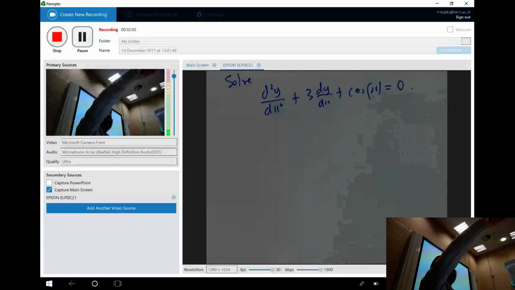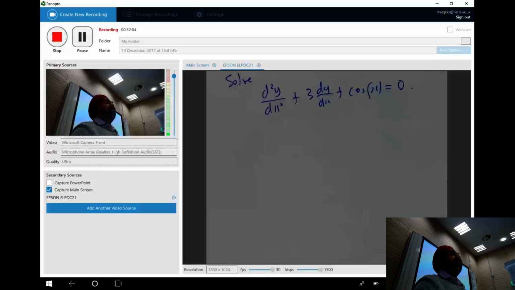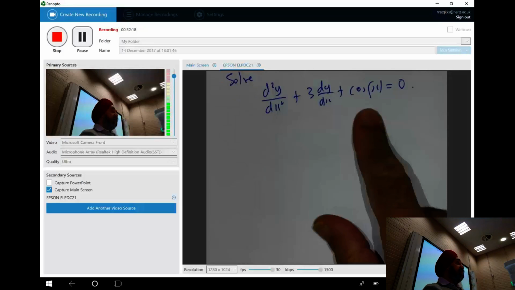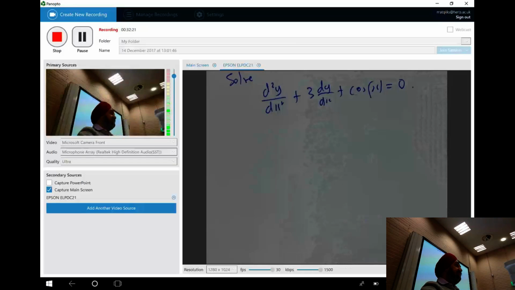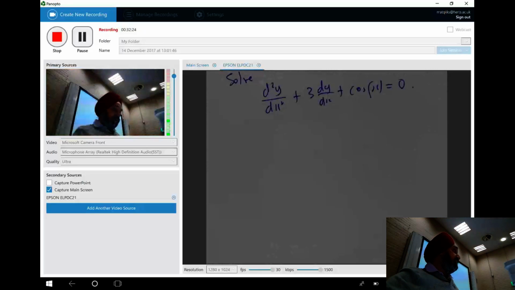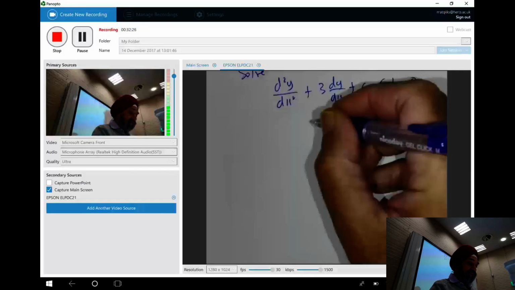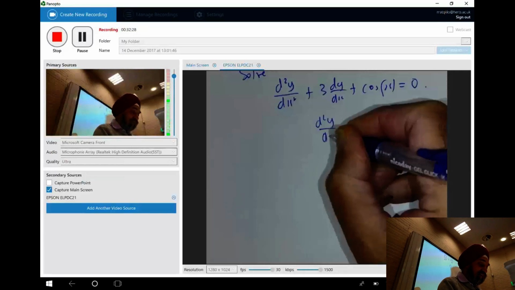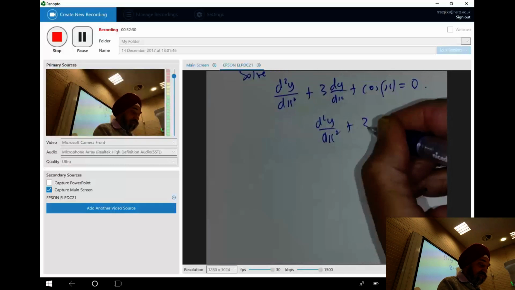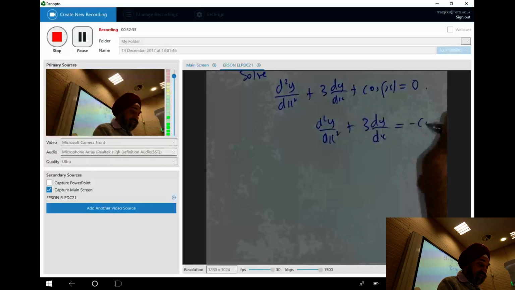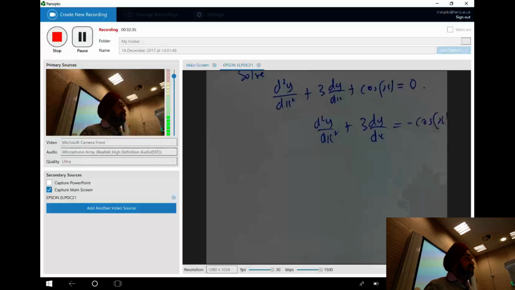Homogeneous is the same, but this one's got something different. Exactly, it's non-homogeneous. The cos x has got to go to the other side. I didn't give it to you in standard form, so be careful. This should be written like this: d2y dx squared plus 3 dy dx is equal to minus cos x. That's how I should have given it to you, but I didn't.